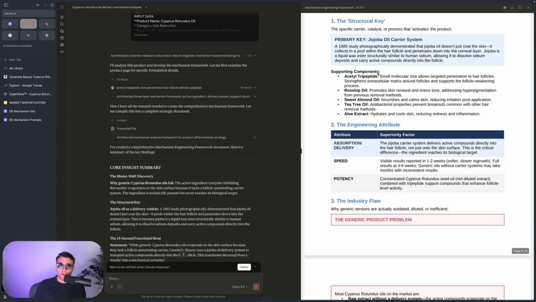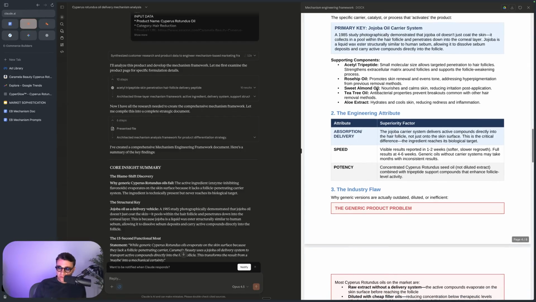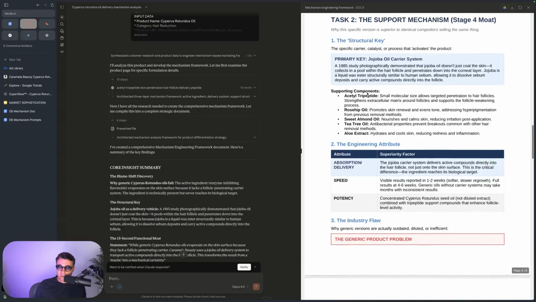Supporting components: you have this ingredient here, which looks like it's a type of peptide, which again, is a huge trend right now. Peptides, small molecule size, allows target penetration to hair follicles, strengthens follicles. Rosehip oil promotes skin renewal. So this is kind of going into other ingredients as well, which is still really good to know. If you think of the ad example that we looked at from Ankway, the mushroom gummy brand, it started to actually break down the ingredients and what they actually do and what they address and treat. So we can still do that.